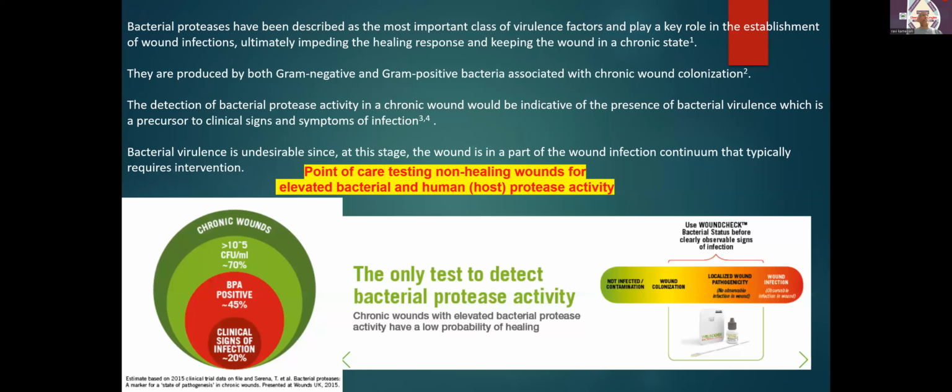Also, like I was talking about, bacterial proteases are important virulence factors that are produced. Gram negatives and gram positives produce different bacterial proteases, but the human body also produces proteases, and these can be easily tested by the swab technique, wherein anti-protease dressings can be used appropriately as soon as increased protease activity is detected.